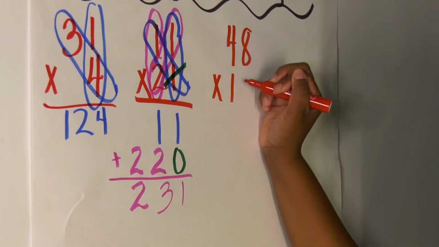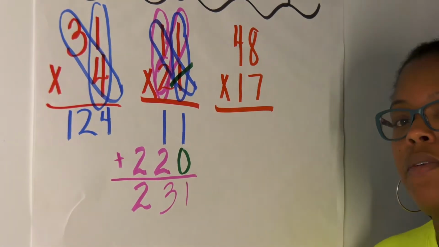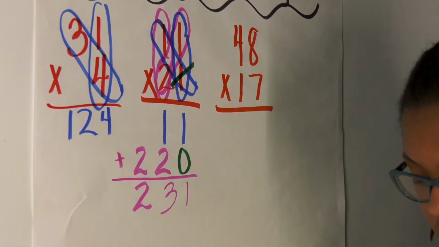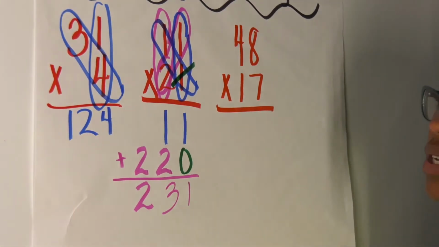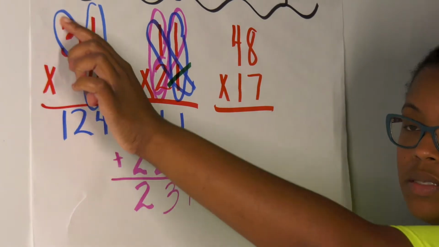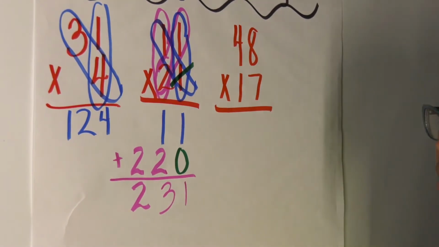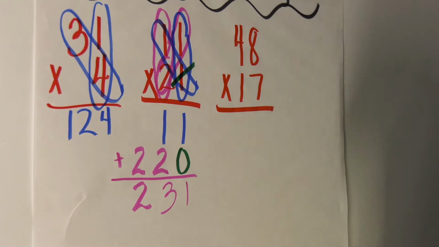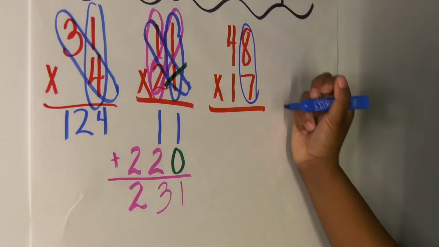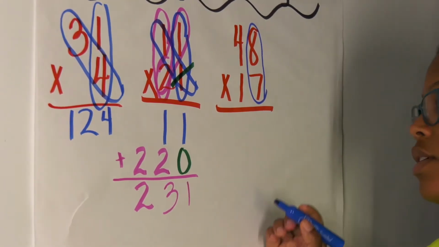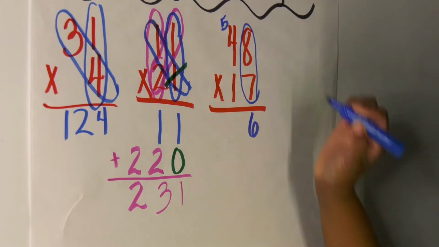48 times 17. So remember, our 2-digit by 1-digit is very simple. That explains the beginning process. This is when it gets a little bit trickier. So we want to start here with 8 times 7, which is 56. So we're going to drop our 6, carry our 5.